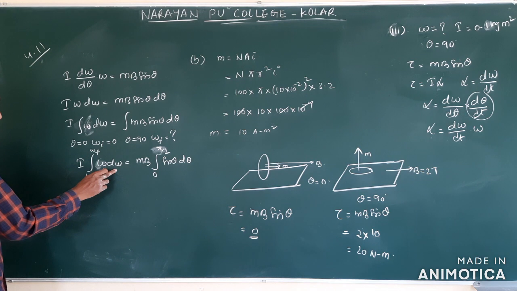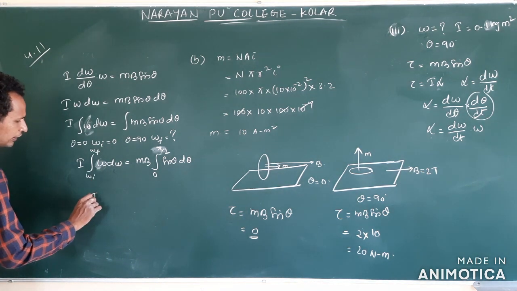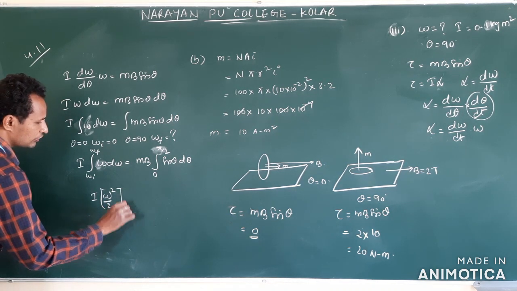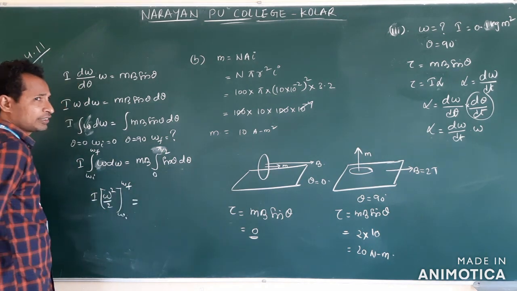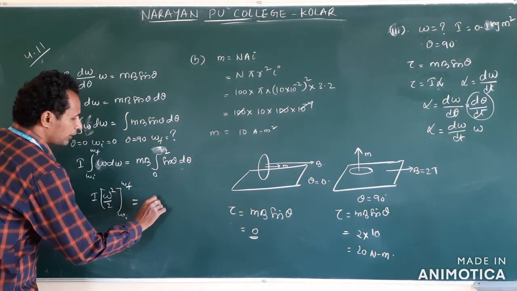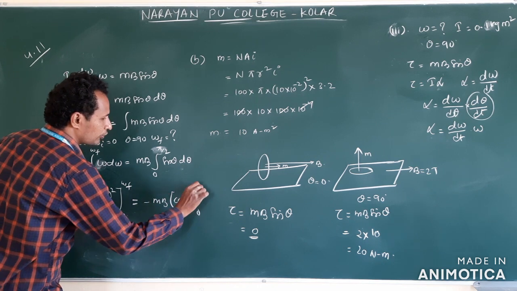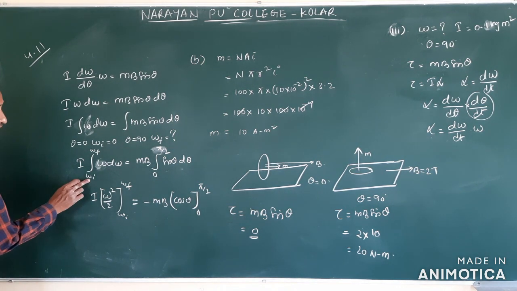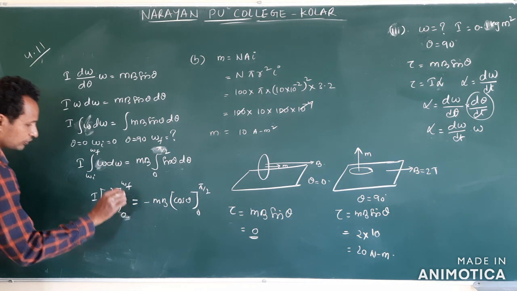Now x dx integration is what? x square by 2. So this we can write as I omega square by 2, initial and final limits, sin theta integration, minus cos theta, minus mB cos theta, limits 0 to pi by 2. Clear? What is the initial angular velocity? This is nothing but 0.